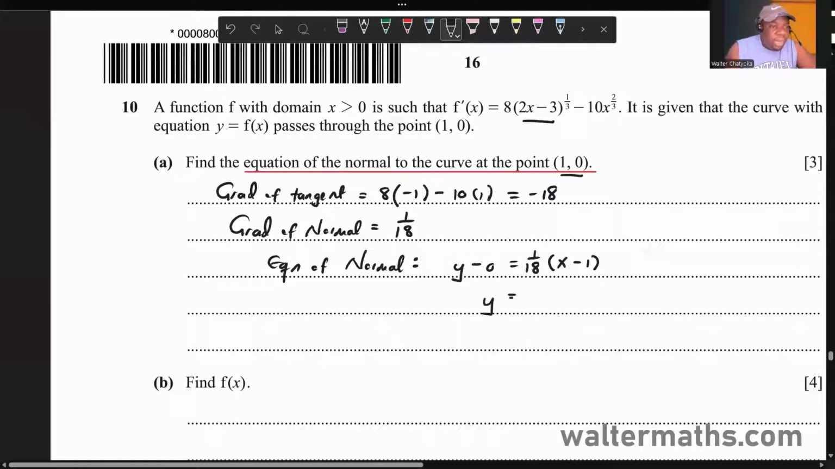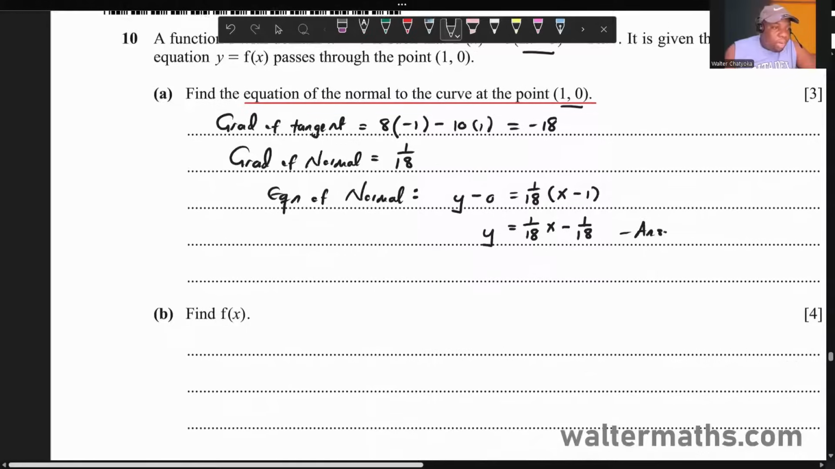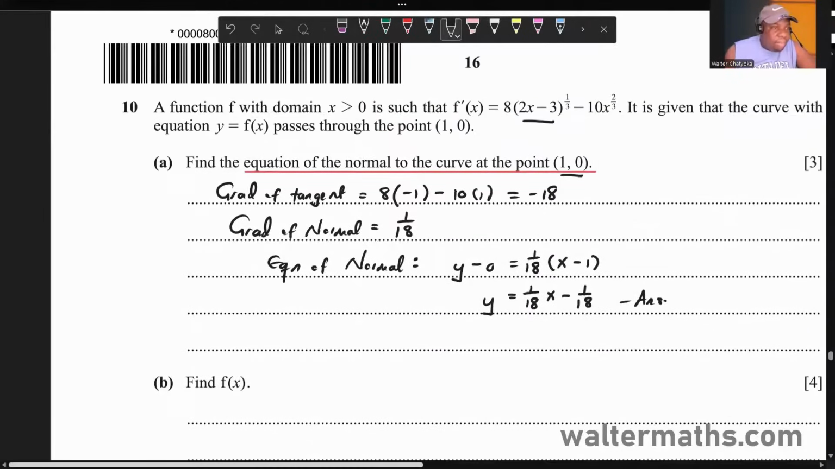So it's y is equal to 1 over 18 of x minus 1 over 18. So that's the answer here. Let's go on to part B, and it says find f of x.